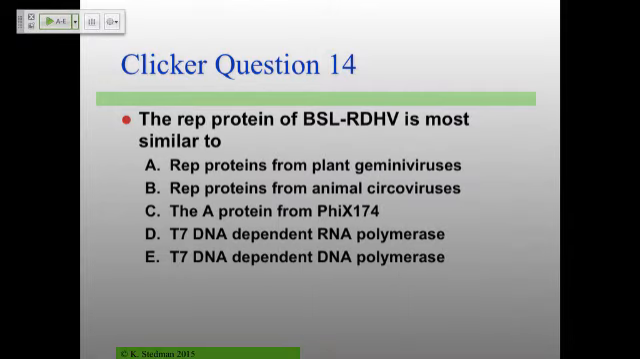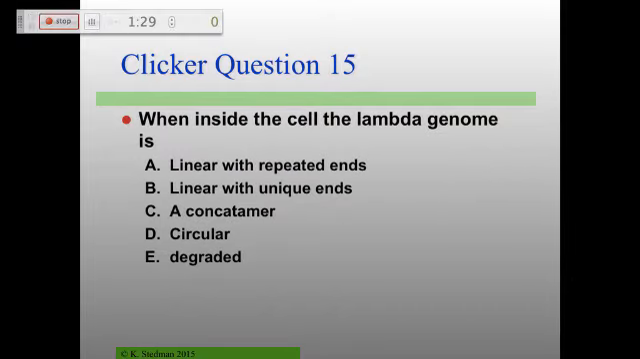And then the last one, which is lambda, and I can blame the video for this one, is when inside the cell the lambda genome is linear with repeated ends, linear with unique ends, a concatemer, circular, or degraded. Not what's inside the virion. When it's inside the genome, it's also inside the cell. Mm-hmm. Yes, it is.